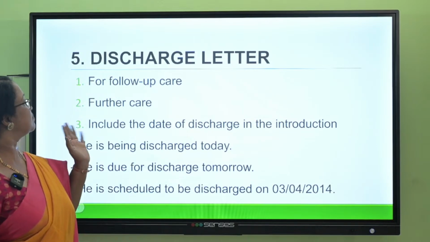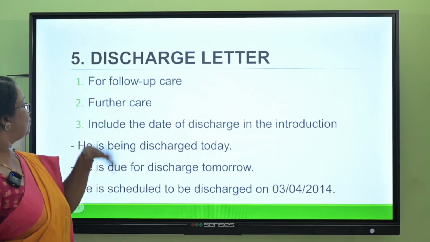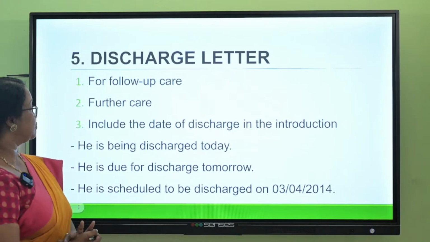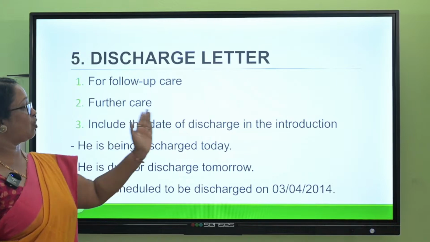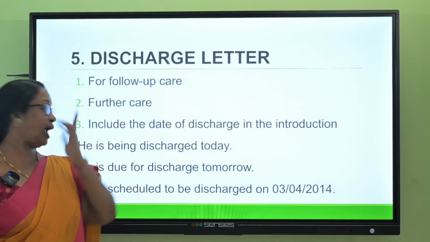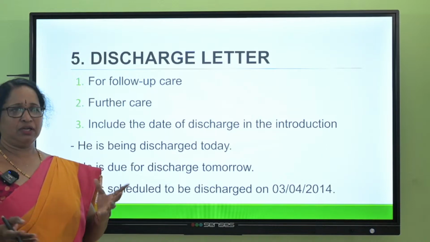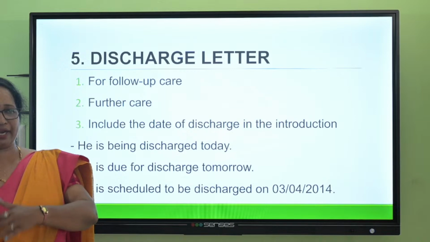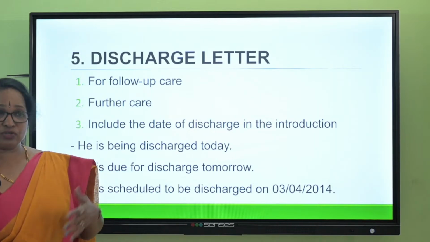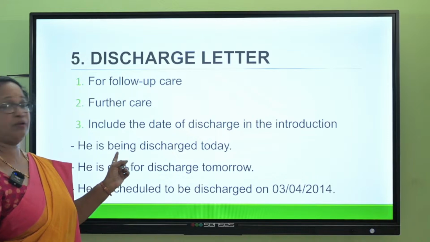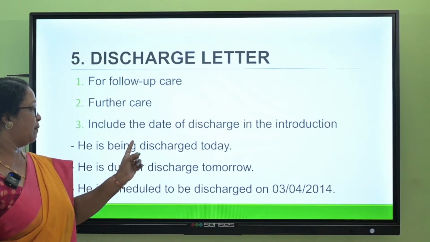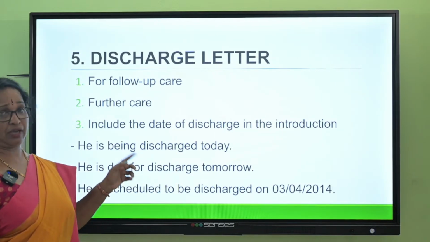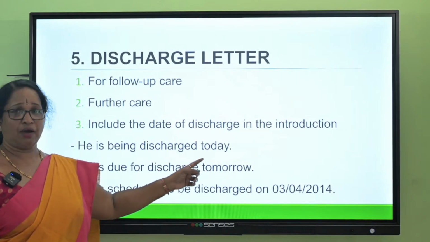A discharge letter is used for follow-up care and further care. Include the date of discharge in the introduction. For example, "I am writing to refer Mr. John who requires continuous care and management. He was diagnosed with pneumonia," and then you can mention that he is being discharged today. I will come through with all these things at the end.